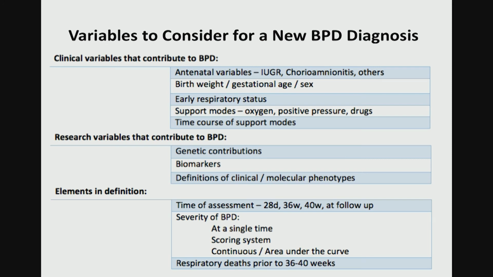There's elements of the definition that include time. One can get a much better definition by area under the curve for exposures than at single points in time, but our epidemiologic colleagues aren't very happy with that concept. It's too difficult to do. There's severity of BPD at a single time, a scoring system, or continuously again. And then there's respiratory deaths, which we actually don't capture presently.